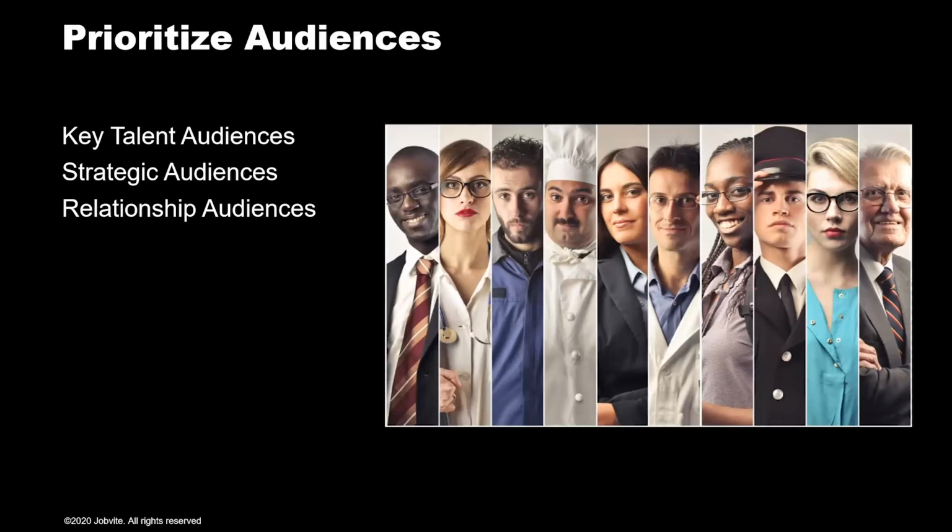And then relationship audiences consist of people who already know about you and your brand. So these audiences can be current or former employees, contractors, or past applicants. So if you haven't already, you'll want to prioritize your audiences before you begin developing a content strategy, and then develop a persona for each of these audiences. Why? Because each of these audiences requires a different content strategy, one that is personalized and relevant to them. To learn more about audiences and personas, I'd encourage you to watch the session on the Jobvite YouTube channel. But for now, let's move on and talk about the foundation of your content strategy.